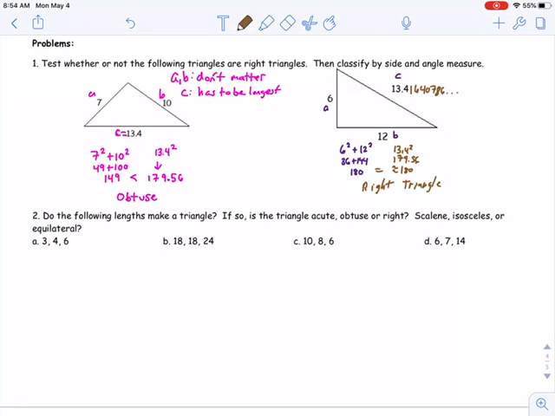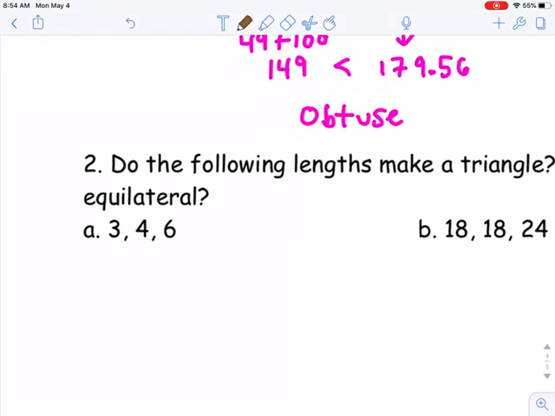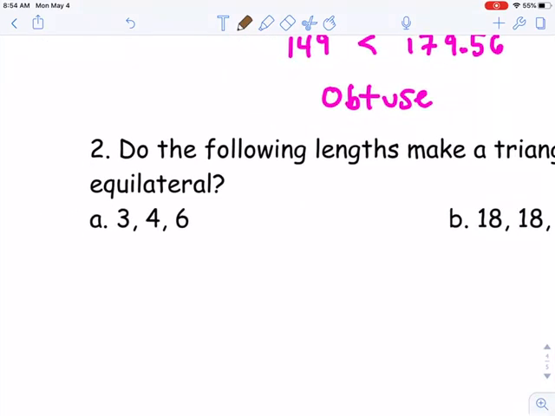All right. So let's see. I like these 3 problems right here. Do the following lengths make a triangle? If so, is the triangle acute, obtuse, or right, scalene, isosceles, or equilateral? So now you can just be given a sequence of 3 numbers, and you can determine if those 3 numbers, if those were side lengths, would construct a triangle, and then you could classify it exactly.